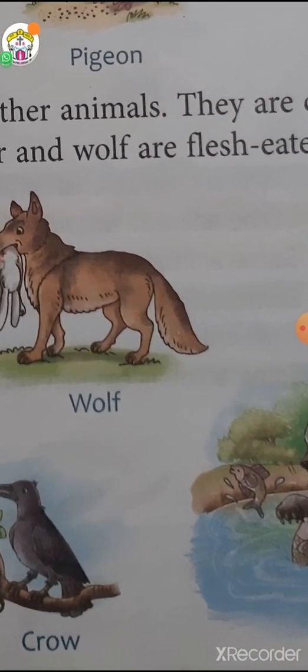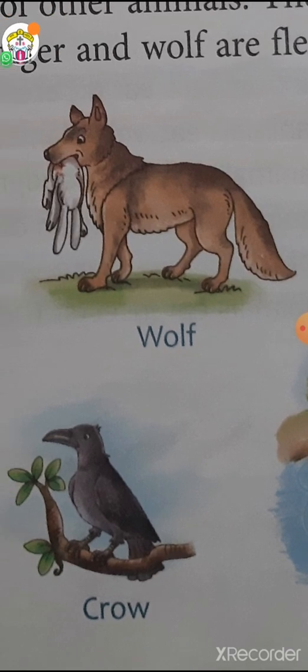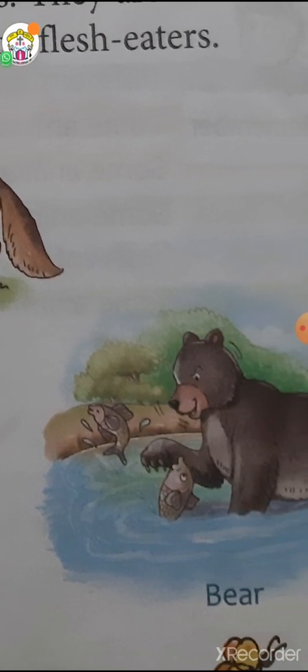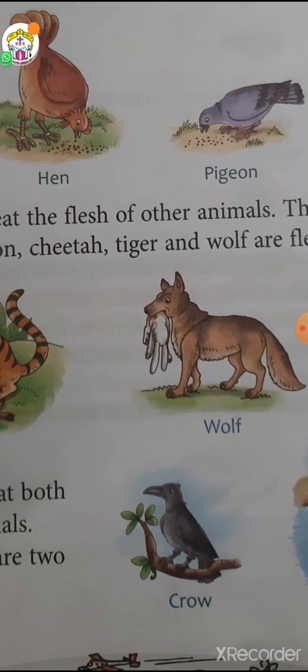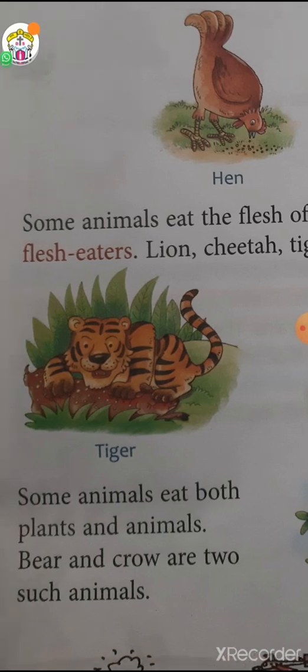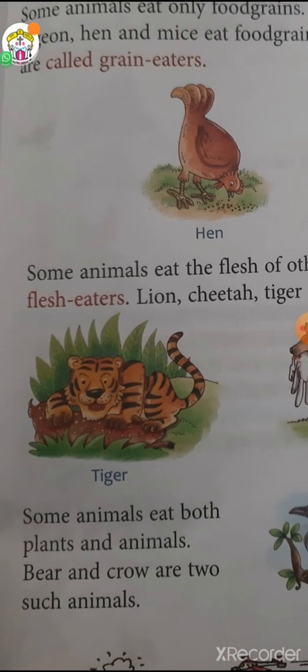We can see the picture of a crow, sitting on a branch, and here is a bear, playing with the fish. So here these two animals, for example, have the quality of eating both. They are plant eaters also, they are flesh eaters also. So some animals eat both plants and animals. Bear and crow are two such animals.